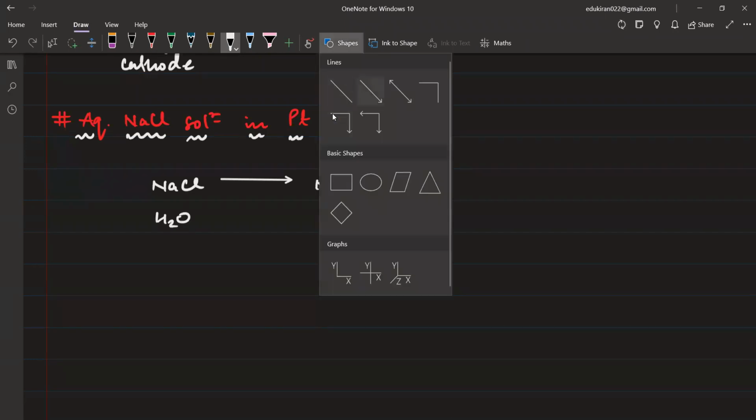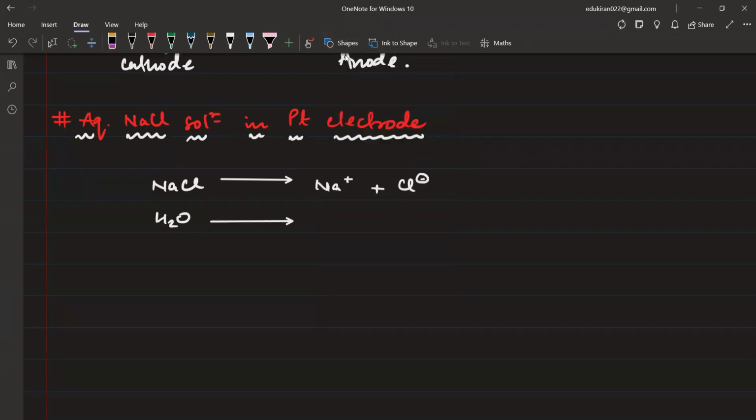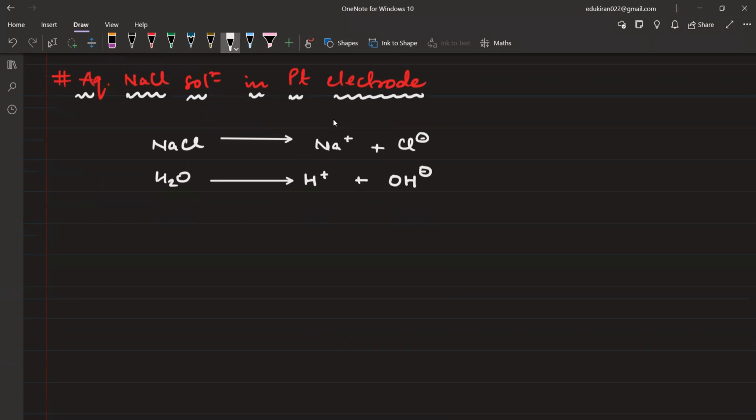Water is now going to get dissociated into H plus and OH negative. Again, Pt electrode is there, so obviously platinum is inert, it is not going to take part in the reaction. Now, possible reactions at cathode.